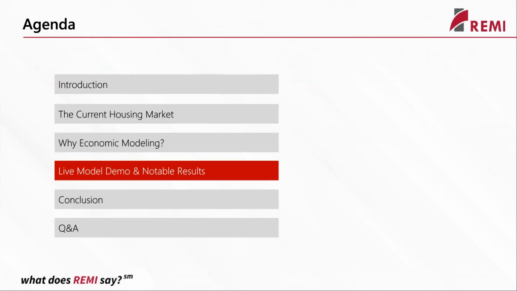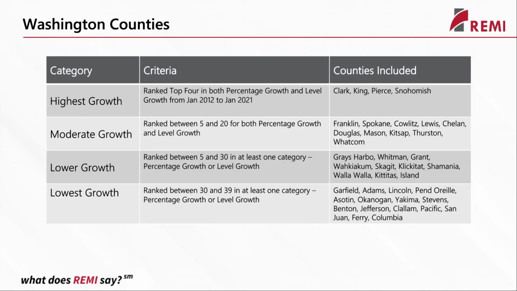All right, so let's go ahead and dive into the demo. Before I open up the model, I just wanted to describe some of the methodology we used in the analysis. So we've taken a 39 region model of Washington. That's the state split into each of its counties, and we've grouped the counties into 4 categories.